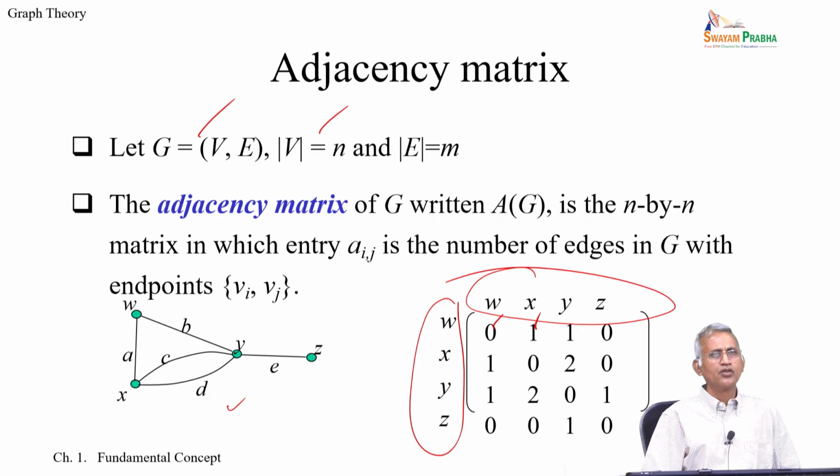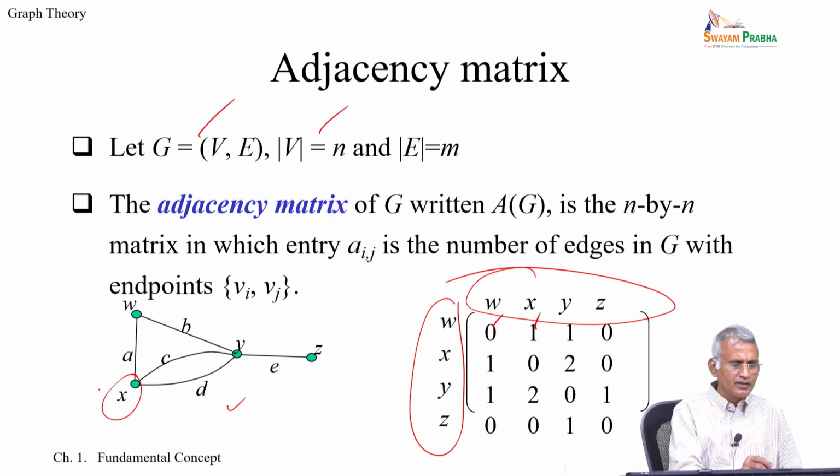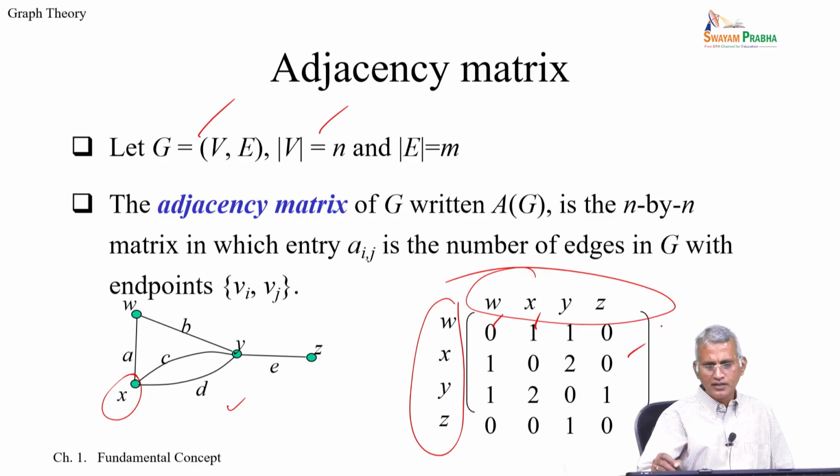Now similarly go to the second, X vertex. X is connected with W, yes, 1. X is connected with Y, yes, one is XY via C and XY via D. So, 2 edges connected, therefore X to Y is 2. Now, X is connected with Z, no, therefore 0. So, that is the meaning of this row.